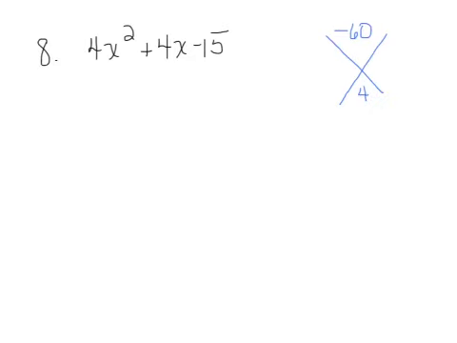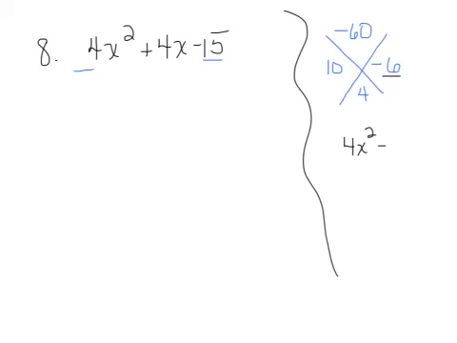In problem 8, when I multiply 4 times negative 15, I get negative 60. So I'm looking for two numbers that will multiply together to give me a negative 60, but add to a positive 4. Well, how about 10 and negative 6? Now I'm going to come over here on my scratch work, and I'm going to say 4x squared, and this time I'm going to use this minus 6. So I'll write that as minus 6x, because we've always used the number over here, but it doesn't matter which one you use.